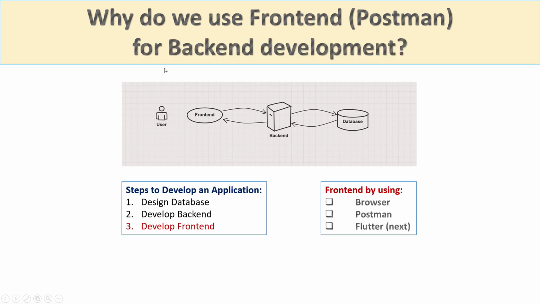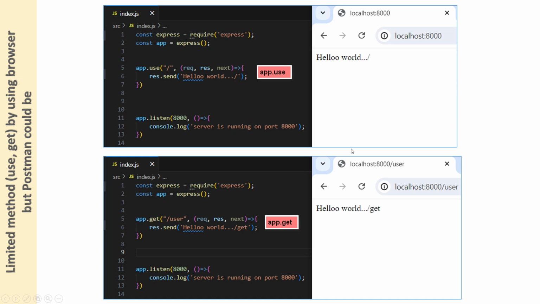Okay, why do we use the Postman front end for back-end development? Yeah, to make sure our back-end is running well. If our back-end is running well, the next step is to develop the front-end. For example, next I want to use Flutter as the front-end to access this back-end, and also from the back-end to the database. Okay, I have mentioned this before.